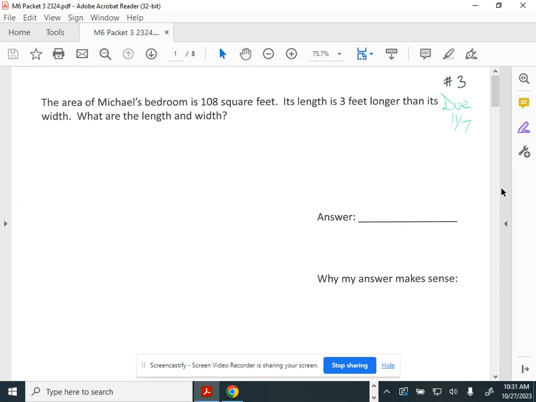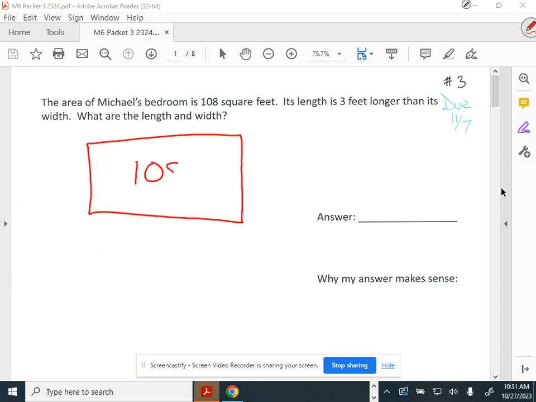Our first word problem is: the area of Michael's bedroom is 108 square feet. Its length is 3 feet longer than its width. What are the length and the width? So the first thing we can do is draw his bedroom. And we know the area is 108. How do we find the area of a rectangle? Zelda? Length times width. The area of a rectangle, you are correct, is length times width.